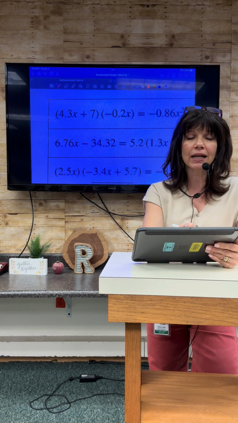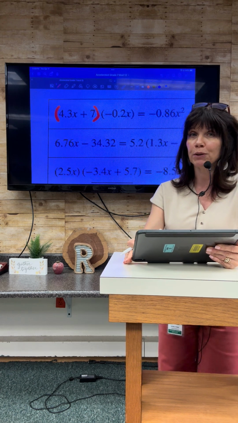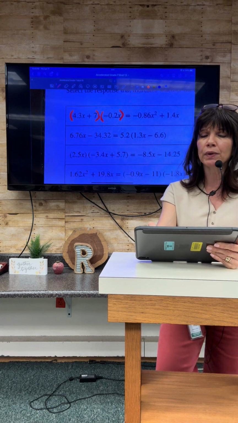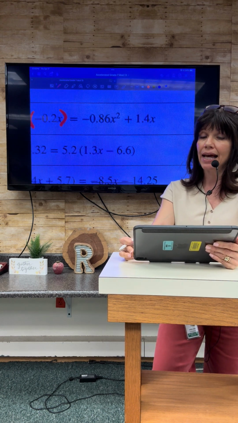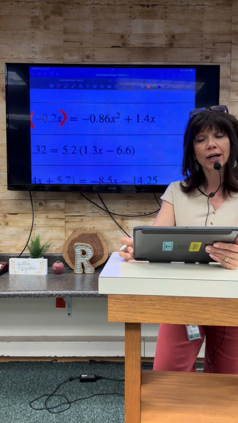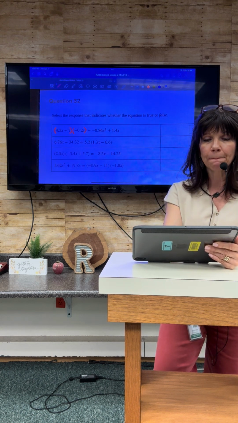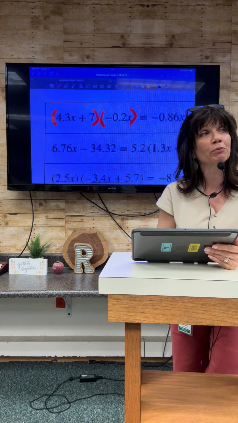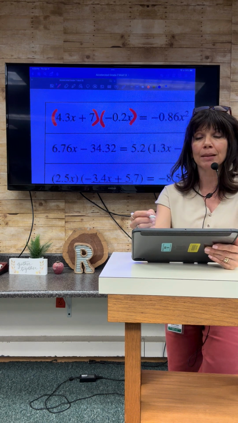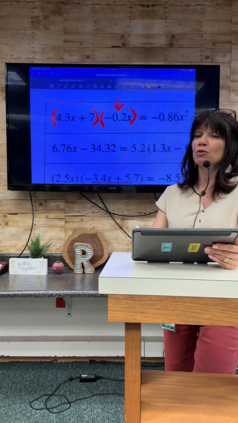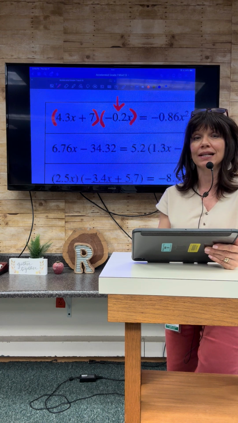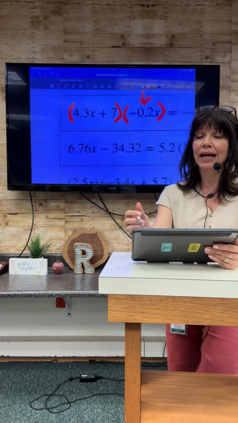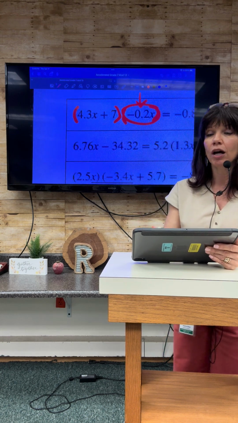Do you notice that they have set it up with 4.3x plus 7 times negative 0.2x equaling negative 0.86x squared plus 1.4x. Now, first things first, we are going to combine these two terms because what they are actually doing is the distributive property. Do you notice how sometimes they give the number that needs to be multiplied by both items inside the parentheses last instead of first? I don't know if you're like me, but my brain likes to see this amount in front of the parentheses.